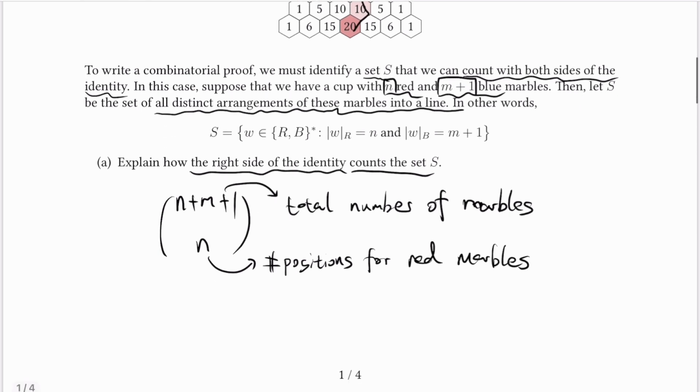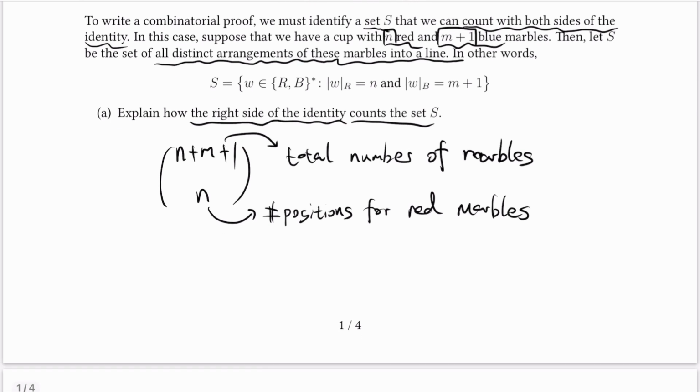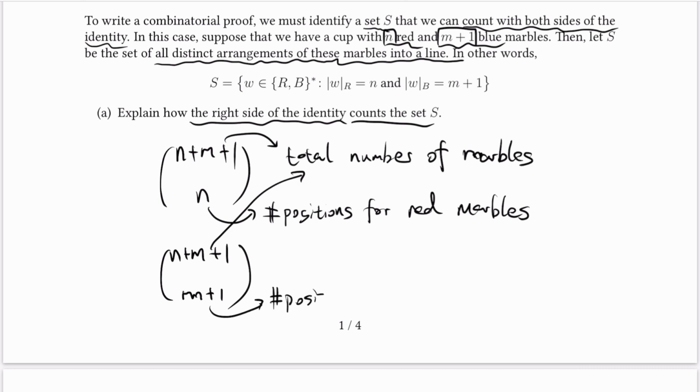You might approach this problem in a different way and think about choosing the positions for the blue marbles instead of the red marbles. And you write something like this. Here, the top one still refers to the total number of marbles. But down here, the n+1 refers to the number of positions for the blue marbles.